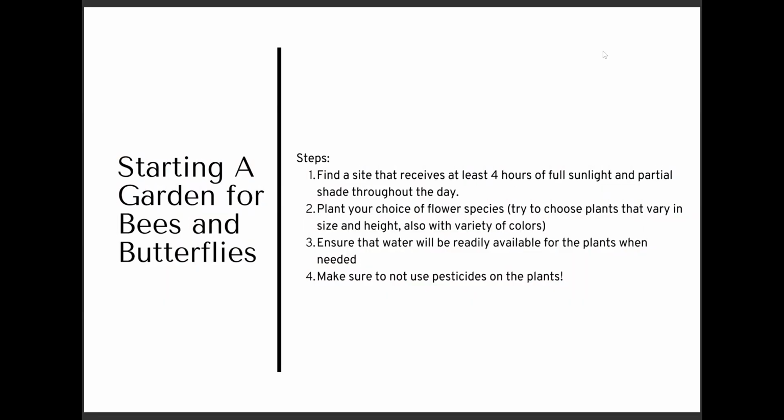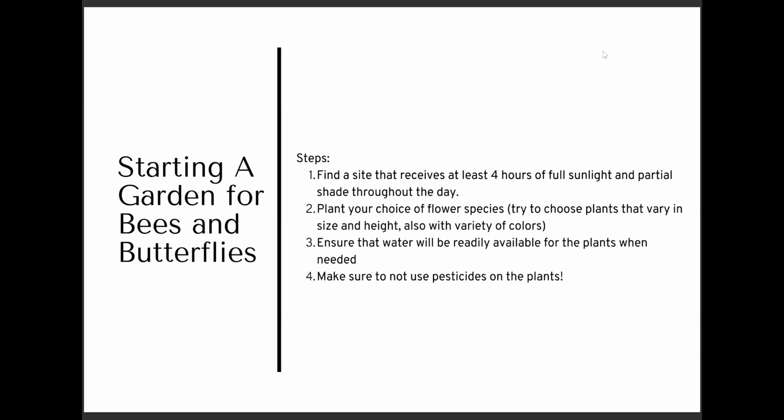When starting a garden, there are 4 steps you must follow to ensure that the plants and animals are well taken care of. Number 1, find an area that receives sunlight and also water access needed for the garden. Number 2, research native plants from your area. Keep in mind the size and height of the plant and find some that vary in color.